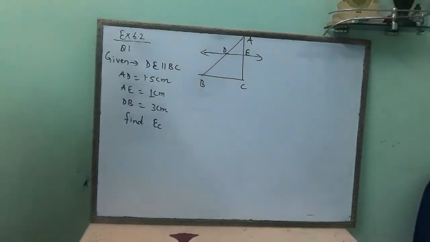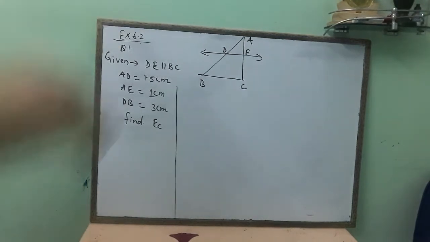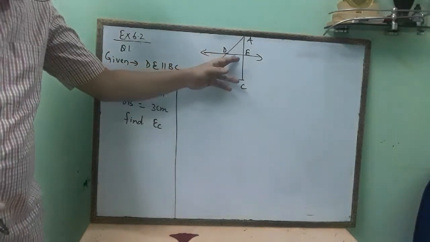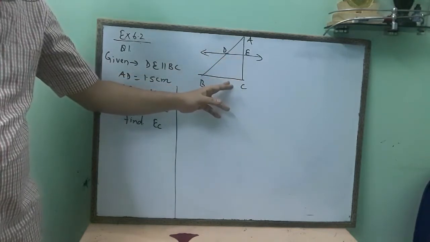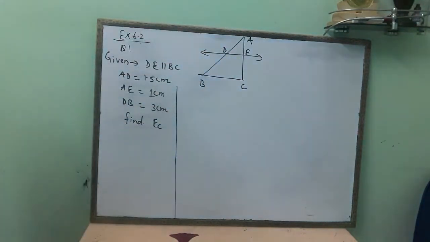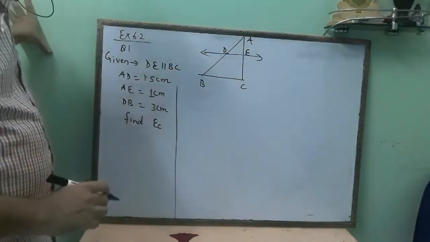Now the first question of exercise 6.2 is: given ABC is a triangle in which DE is parallel to BC, and the given is that AD is equal to 1.5 centimeter, AE is equal to 1 centimeter, DB is equal to 3 centimeter. Find EC. Here we will use the application of the Thales theorem. As you know, the Thales theorem is that if a line is parallel to any side of the triangle and divides the other two sides, then the other two sides are divided proportionally. So we will use this application and solve this question.